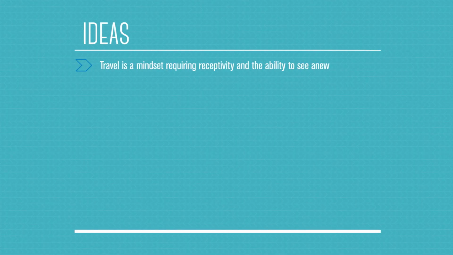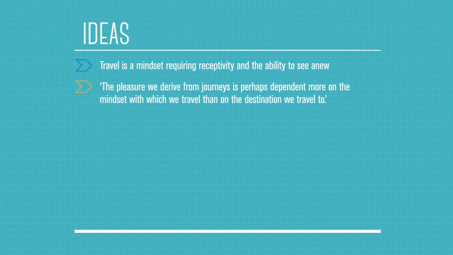And the first one, if I wanted to really talk about the first one, it probably drives all the others. It's called mindset. If you think about a growth mindset, it's someone who's flexible, open to change and receptive to the world around them. But a fixed mindset is you carry your baggage with you, and I don't just mean your bags. You carry with you all of those preconceived cultural perspectives, for example, and your prejudices. So travel is a mindset requiring receptivity and the ability to see anew. So de Botton says the pleasure we derive from journeys is perhaps dependent more on the mindset with which we travel than on the destination we travel to.